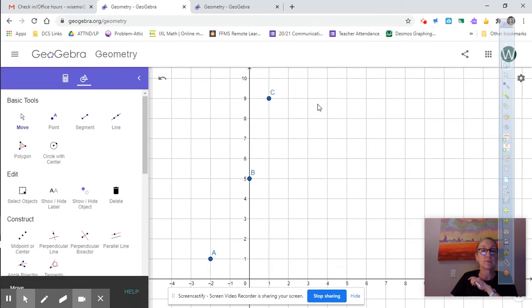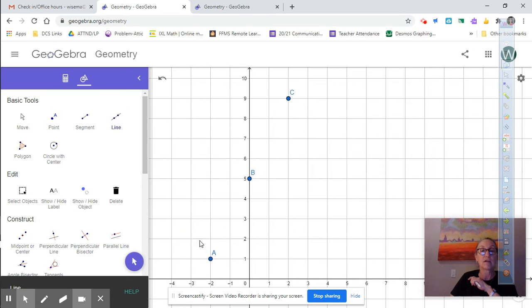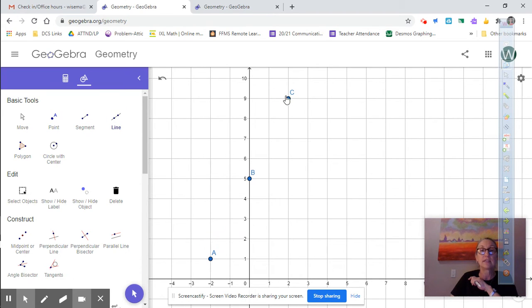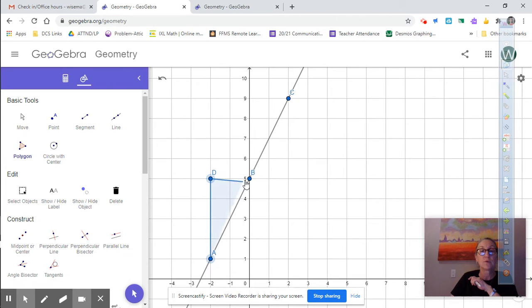This one needs to move. It was +2, so that's got to go there. All right, so let's get our line, connect A to C. And there we go. There's my line. Let's go ahead and make some slope blocks so we can figure out what my slope is.